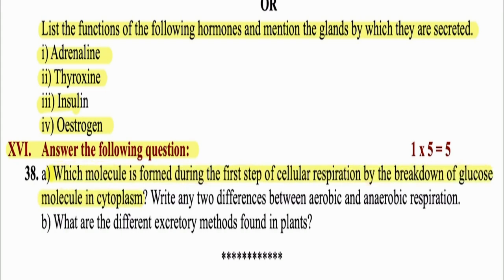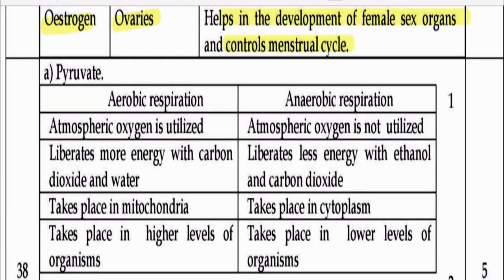molecule in the cytoplasm? Write any two differences between aerobic and anaerobic respiration. The molecule formed is pyruvate. Now the difference between aerobic and anaerobic respiration. First, let's talk about aerobic respiration. Here, atmospheric oxygen is utilized. It liberates more energy with carbon dioxide and water. It takes place in mitochondria and in higher levels of organisms.